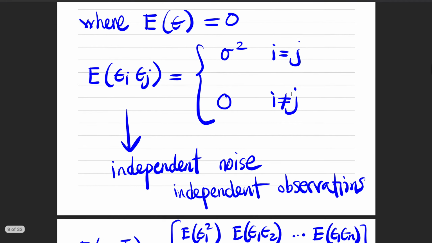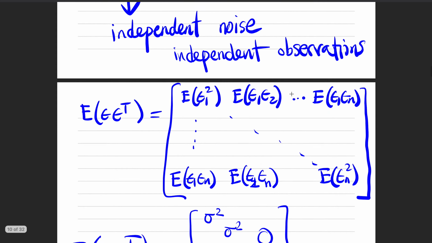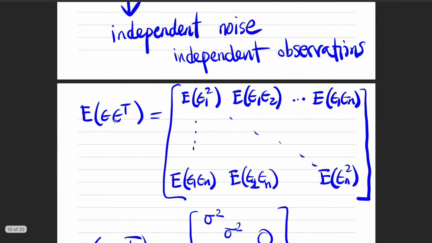Okay? So that's our working assumption. What it means is that the covariance matrix of epsilon, which is the expected value of epsilon epsilon transpose, where epsilon is a column vector and epsilon transpose is a row vector, will give you epsilon 1 squared, epsilon 1 epsilon 2, up to epsilon 1 epsilon n, then you go down to epsilon 2 epsilon n, and epsilon n squared. Okay?